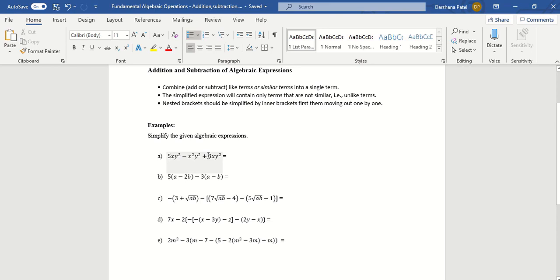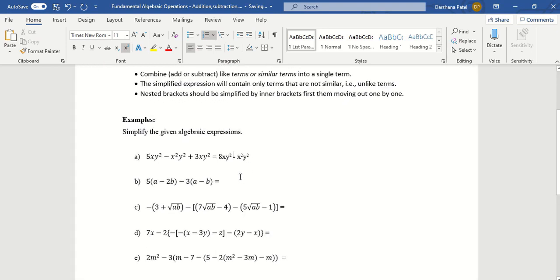Now for the like terms, we'll add coefficients. So 5 plus 3 will add up to 8. So we'll get 8xy square, and then x square y square will remain the same. So minus x square y square. Okay, so the final answer will be 8xy square minus x square y square.